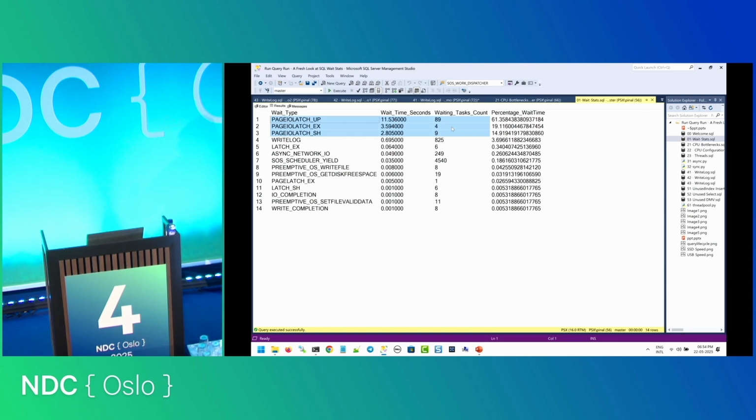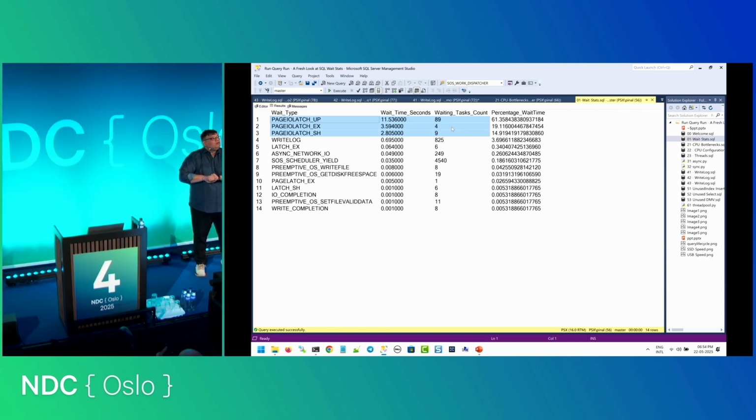Do you know what page I/O latch stands for? Page, what does page mean? In a database, if you hear the page, that would be a page either from I/O or from the memory. Latch is internal locking.